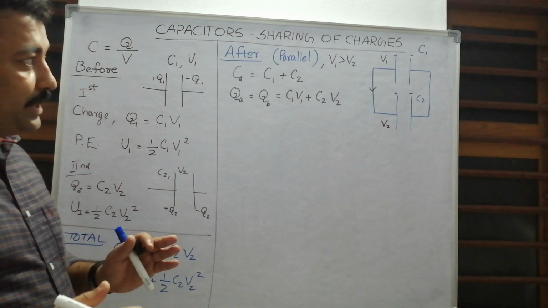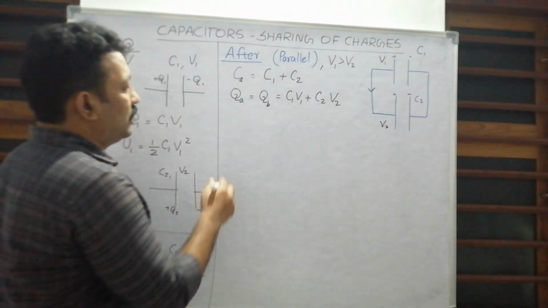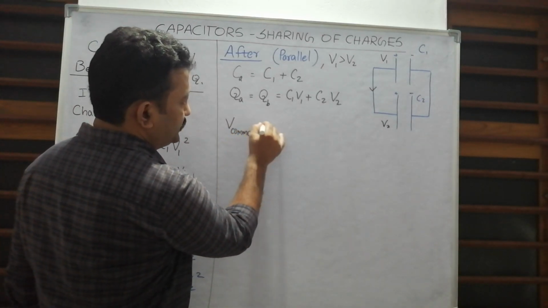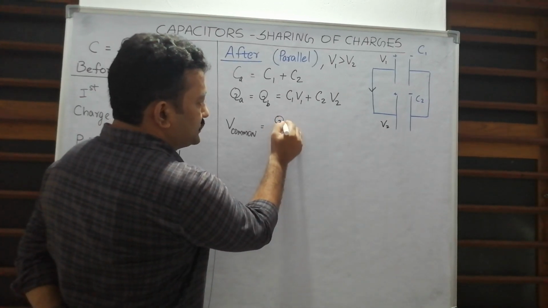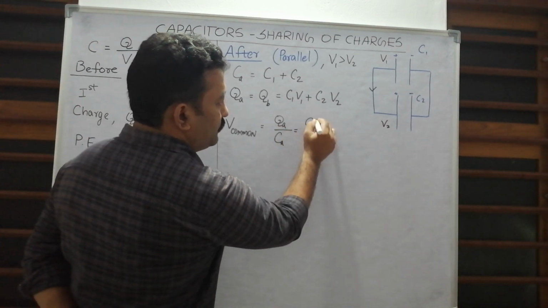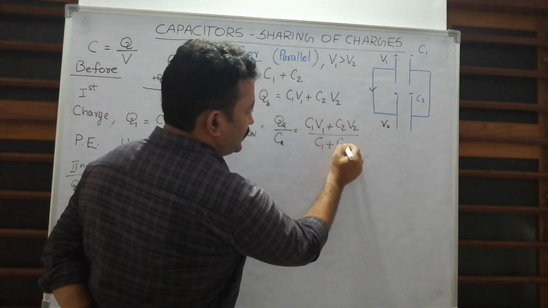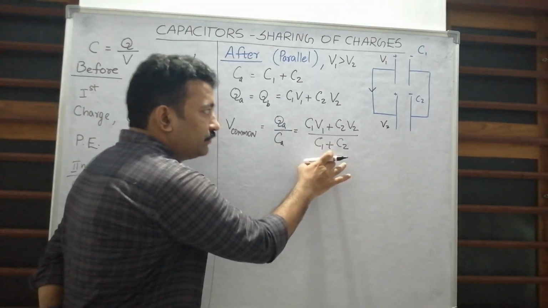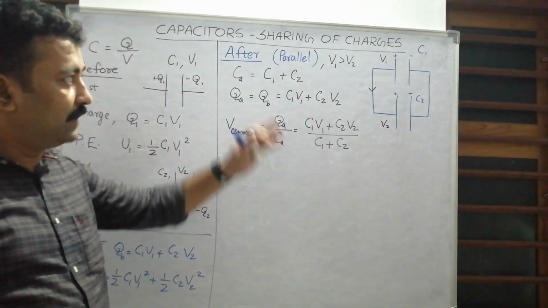Now our aim is to get that particular potential at which the flow will stop. We call it the common potential, or potential after the connection. See, potential is nothing but charge divided by capacity. So the value will be C1 V1 plus C2 V2 divided by C1 plus C2. We got the expression for the common potential, the charge, and the capacity after connection.